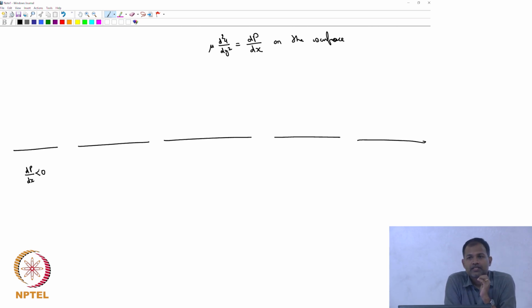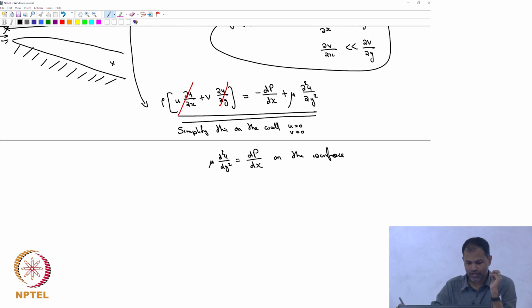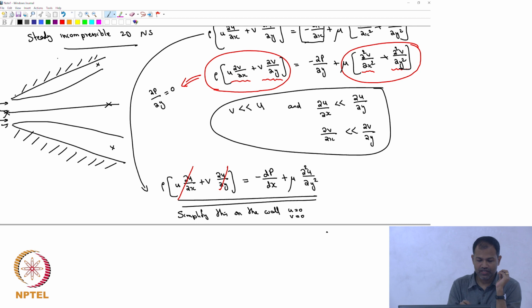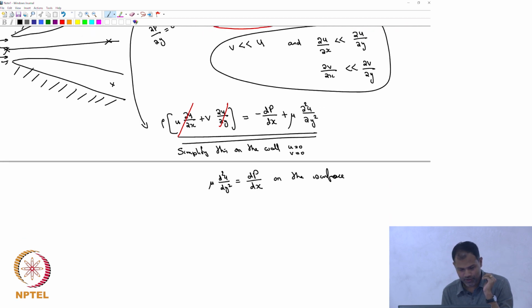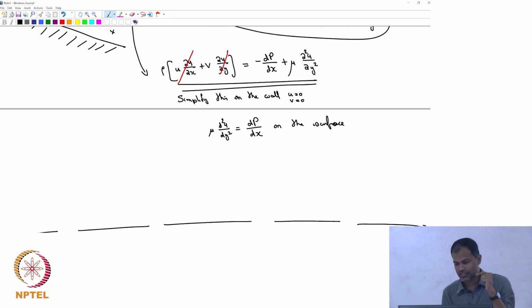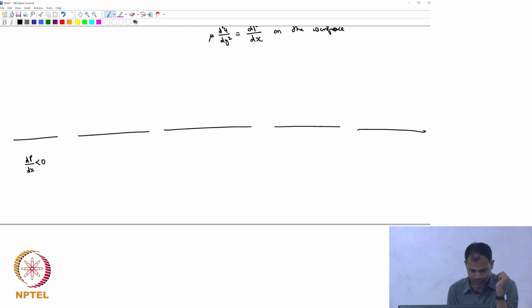Okay, pressure is decreasing with x. So what is the situation that I am going to look at? I am looking at this kind of a diverging channel. Oh no, I don't want to do that. I want to start with the other one. Let's look at a converging channel. So velocity decreases, pressure increases. So dp by dx is greater than 0. Okay, so let's say we have a converging channel. In the converging channel, velocity decreases. That would mean pressure increases.